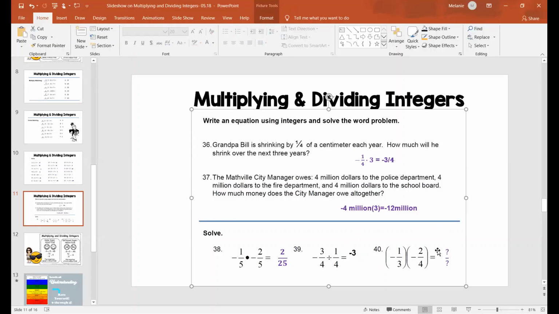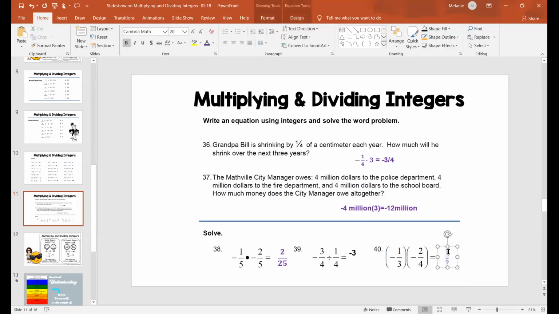All right, and the last one here, when it has parentheses set up like that, that just means multiply, okay? And you guys got to get used to that fact. It's just another way to show multiplication. So 1 times 2 is 2, and 3 times 4 is 12.